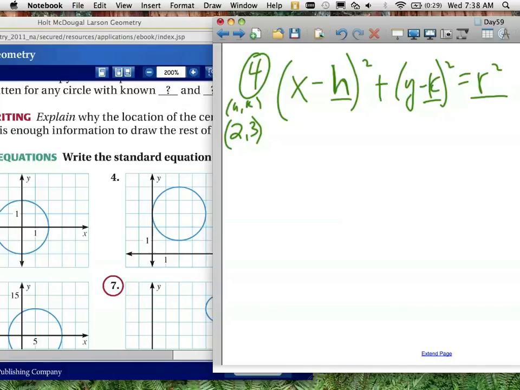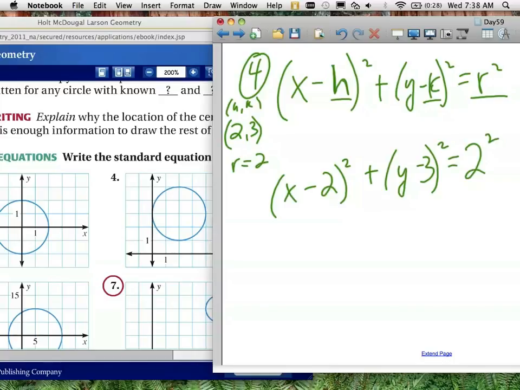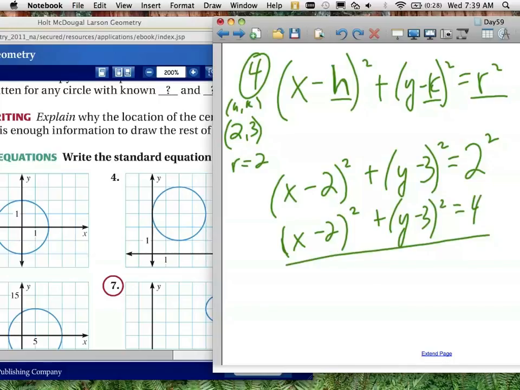How do we get r squared then? 1, 2. So r is 2. The radius is 2. That was a dumb question. So, x minus 2 squared plus y minus 3 squared equals 2 squared. You're almost done. X minus 2 squared plus y minus 3 squared equals 4. And this is your answer. That's the answer.